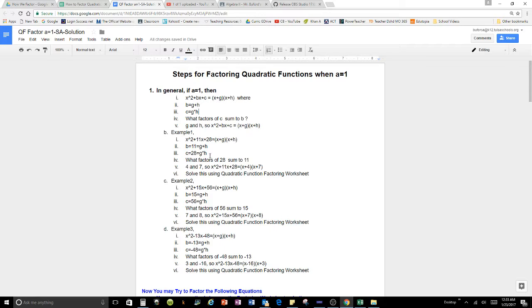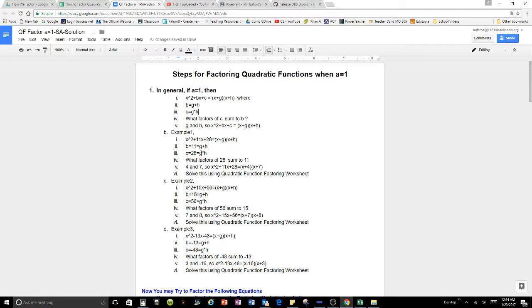Let's try another factor. What about 4 and 7? 4 times 7 is 28, and 4 plus 7 is equal to 11. So that satisfies both conditions here, and therefore that is our solution.